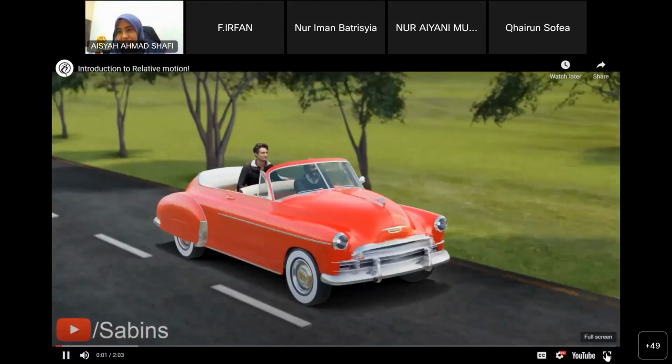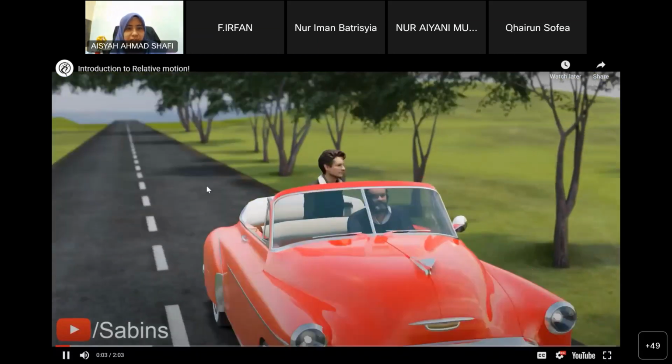Suppose you are traveling in an open car. Just for fun, you throw an apple out of it. Now, from the video, what do you understand from the relative motion?